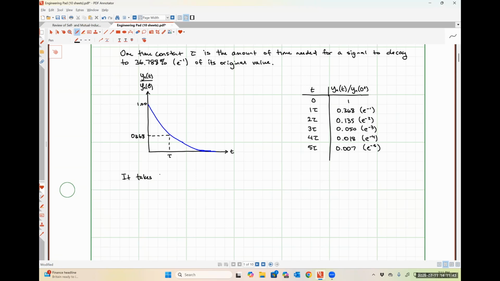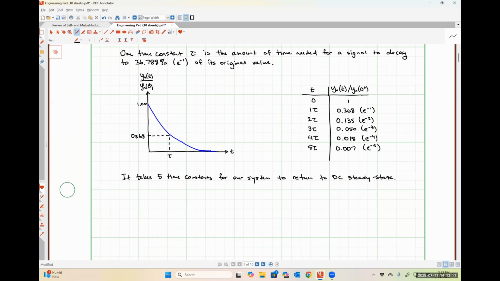It takes 5 time constants for our system to return to DC steady state. Okay.